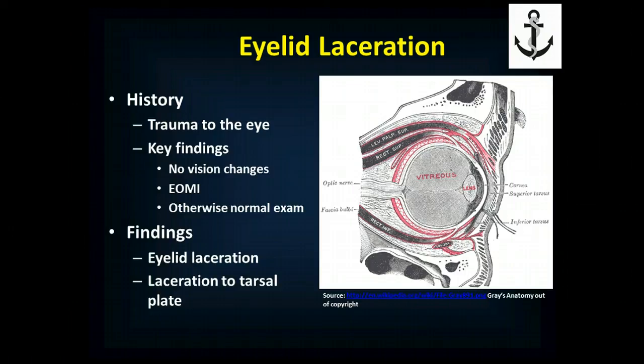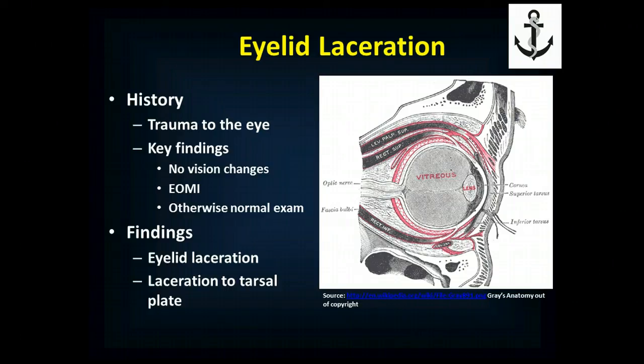You want to make sure they don't have vision changes, that their extraocular movements are intact, and that they have an otherwise normal exam. And then you look at the eyelid. The eyelid is called the tarsus, the superior and inferior tarsus. And inside of them they have this thing called a tarsal plate, which is essentially a ligament that gives them shape and helps them to move.